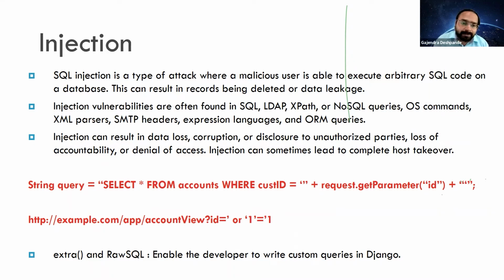Now, how it is done: you can see here two sentences written in red color. The first one says that string query is equal to select star from accounts where customer ID is equal to request.getParameter of whatever ID you pass. But that's in the backend. Now, to access the particular URL, you are going to type the URL. So how are you going to type the URL? It's http example.com/app/accountView. Then after that, you are going to mention ID. So generally this ID is taken automatically from the database.